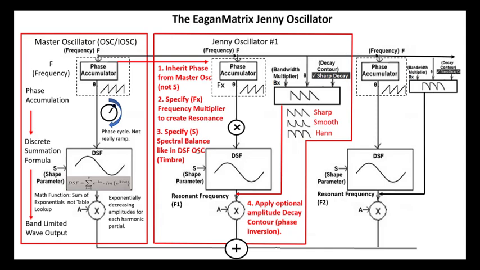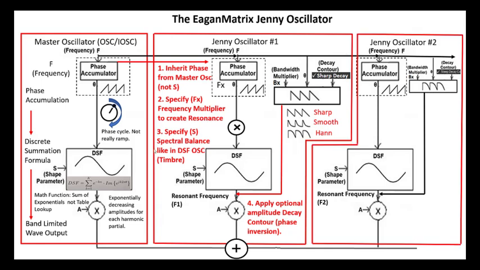Now, if you want, you can define additional resonances by including one or more additional Genie oscillators. As it turns out, using more than two doesn't really buy you very much unless you're doing something very specific, but you'll see presets in the EaganMatrix that use two Genie oscillators.